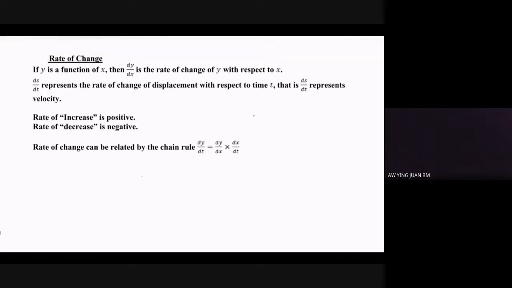Here we have the subtopic, rate of change. If y is a function of x, meaning that y in terms of x, then dy/dx is the rate of change of y with respect to x. Next, dx/dt represents the rate of change of displacement with respect to time. That is, dx/dt represents the velocity. If the rate of increase, meaning that the value will be positive. If the rate of decrease, the value will be negative.